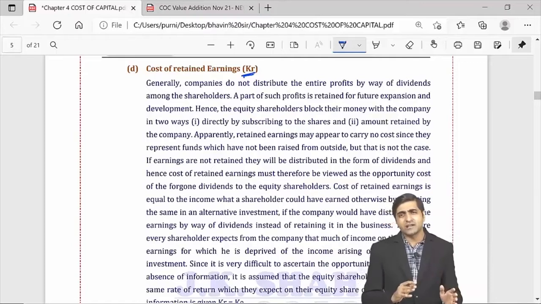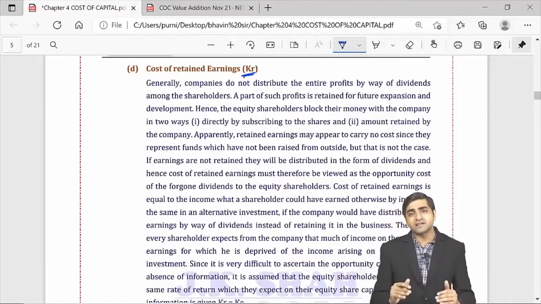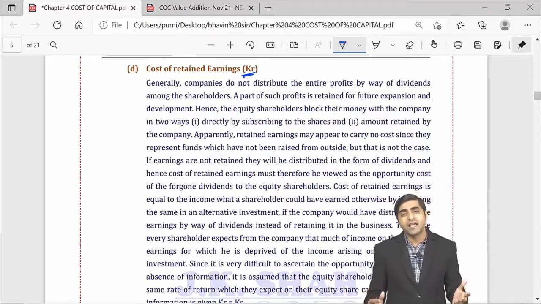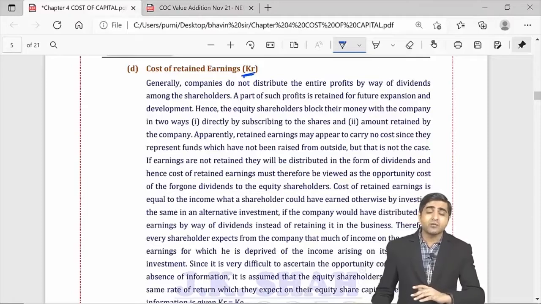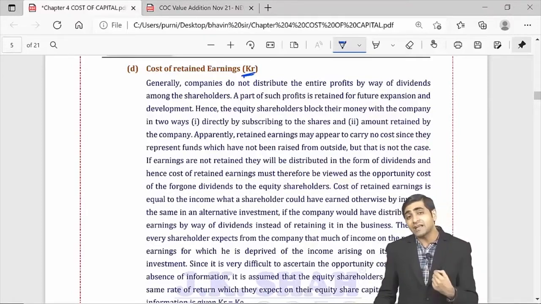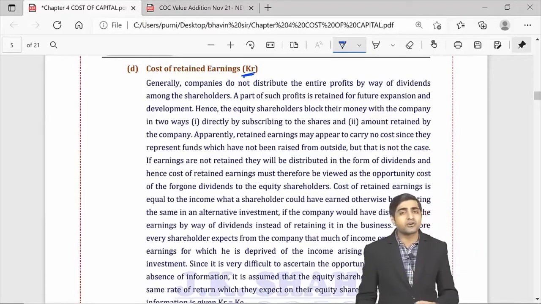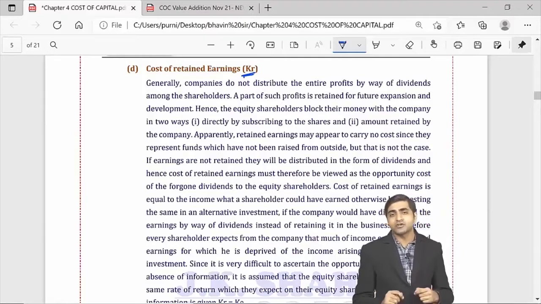Because the logic is very clear here: whenever these reserves and surplus might be distributed to the equity shareholders by way of dividends, and if the investment would have been made somewhere else, and that income was subject to tax, we have to take their post-tax opportunity cost for the purpose of calculation of KR.